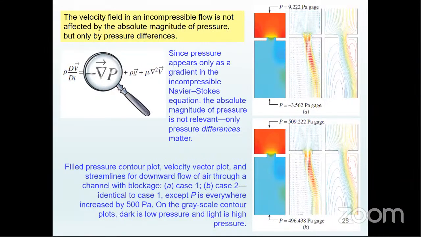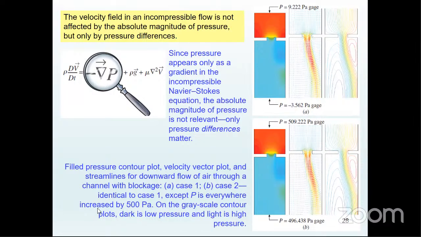Here also, the pressure is 509 and here 496. What is the difference actually? Still you are getting the same delta p. These are filled pressure contour plots, velocity vector plots showing how the fluid is moving, and streamlines for downward flow of air through a channel with a blockage. For example, case A is case 1, and B is case 2, identical to case 1.